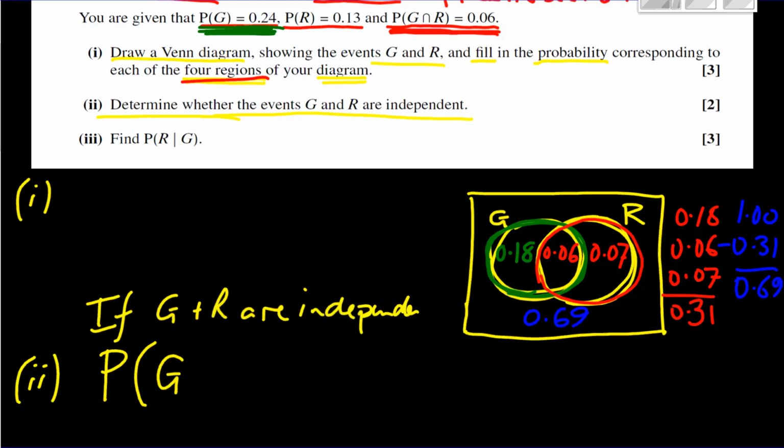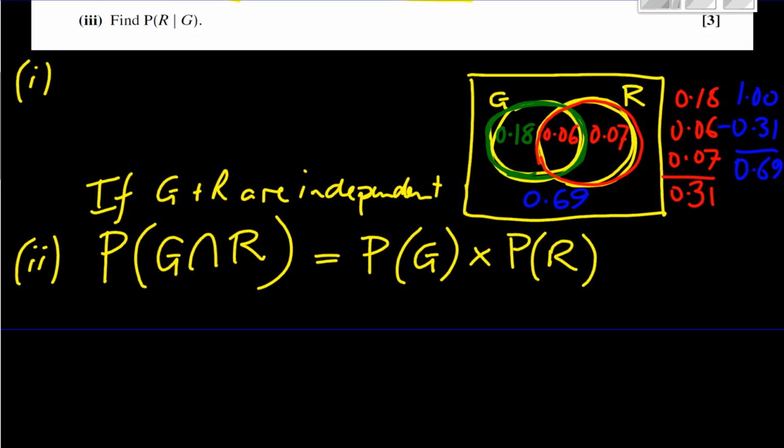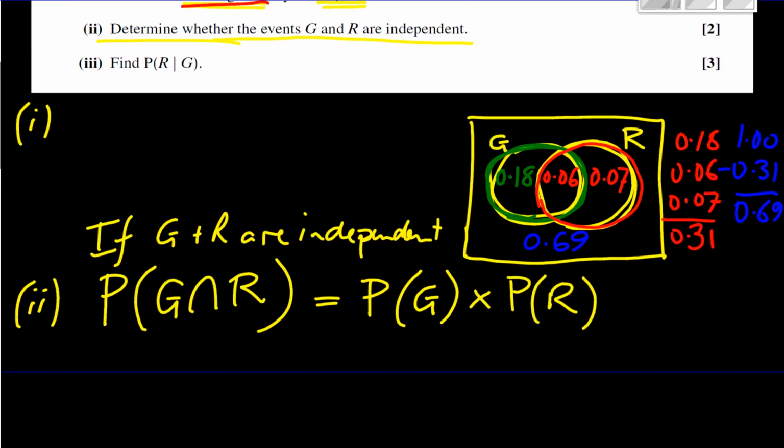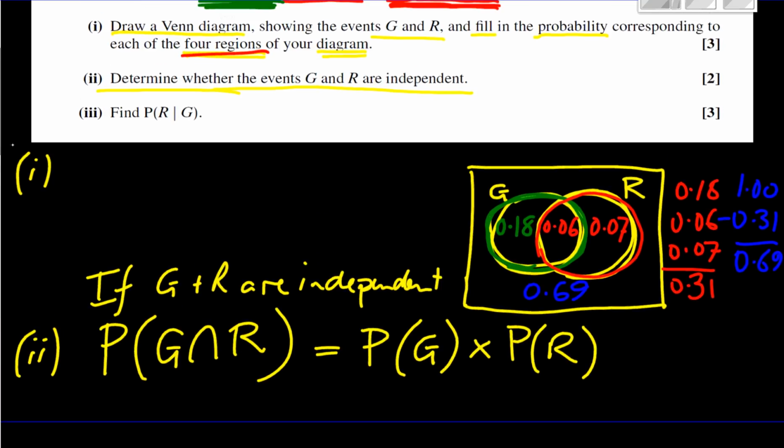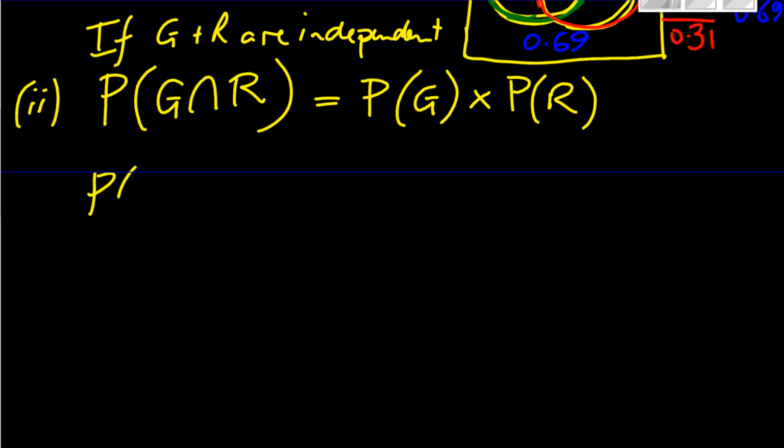are independent, then we know that the probability of G and R taking place should just be the probability of G, which will be the first part of our tree diagram, times the probability of R, because these are 2 independent events. So that is our test for independence. What figures have we got here? Well, they gave us the probability of G and R as 0.06, so let's write that out. The probability of G and R, we were told in the question, was 0.06.